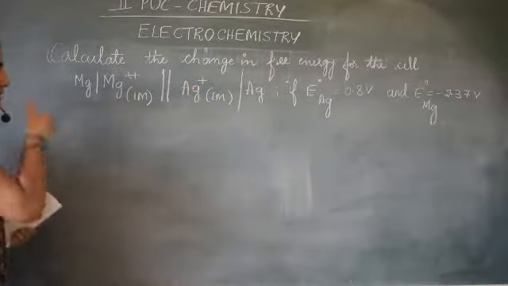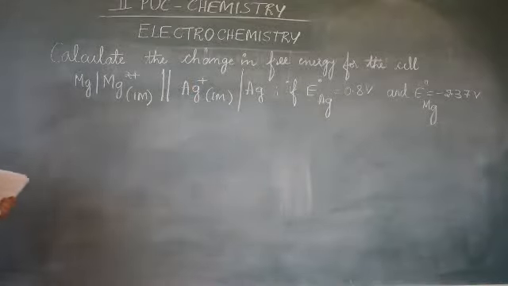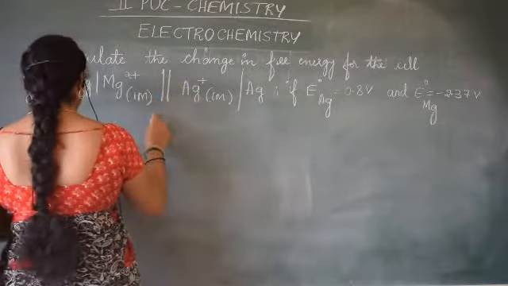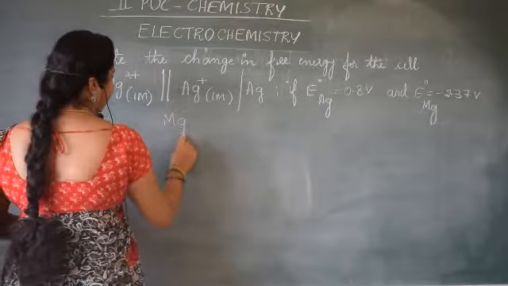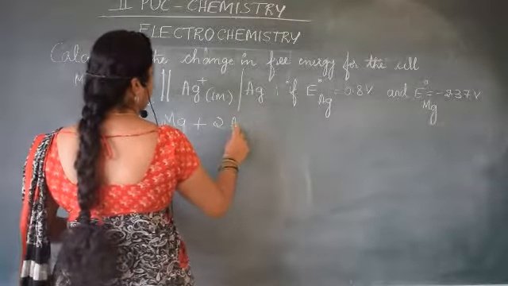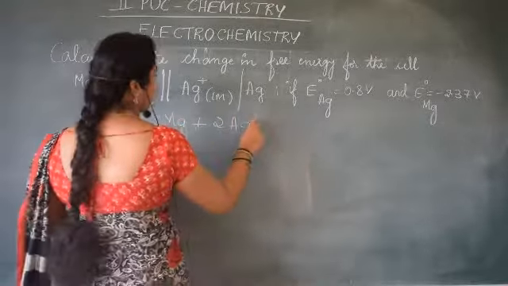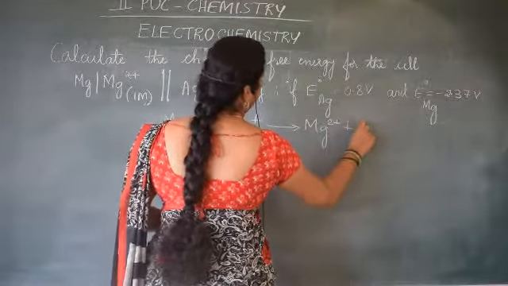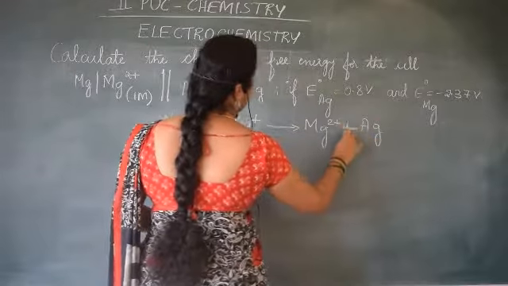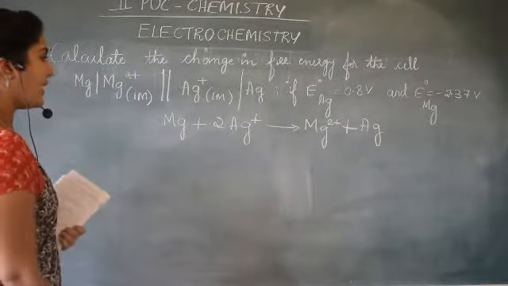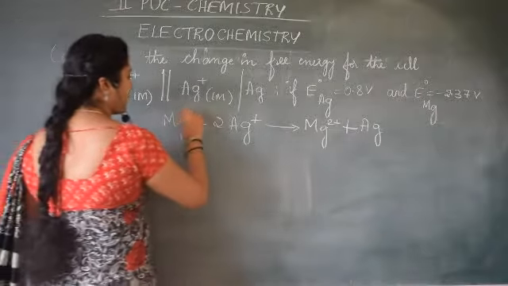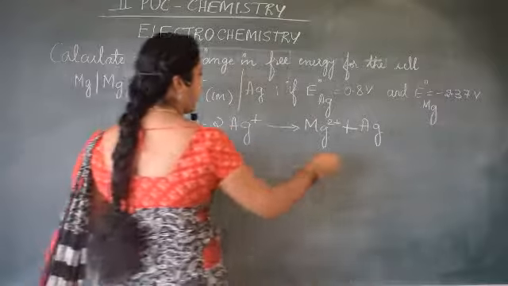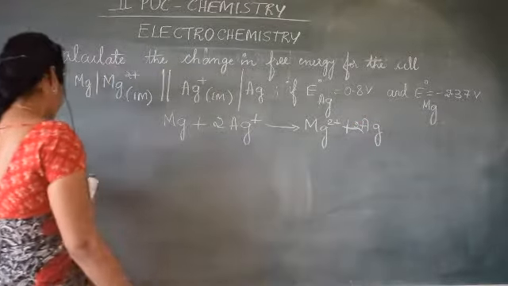Again, change in free energy for the cell. I need not mention the formula. So how do we write the reaction? The reaction is Mg + 2Ag+ gives Mg2+ + 2Ag. This is the reaction. So how many electrons are involved? Again 2 electrons will be involved.